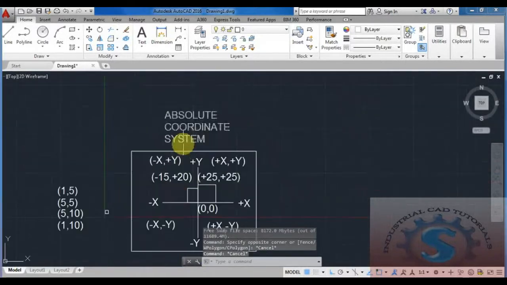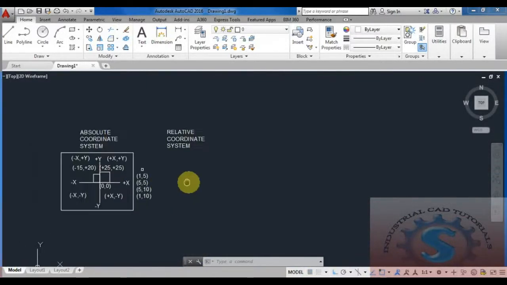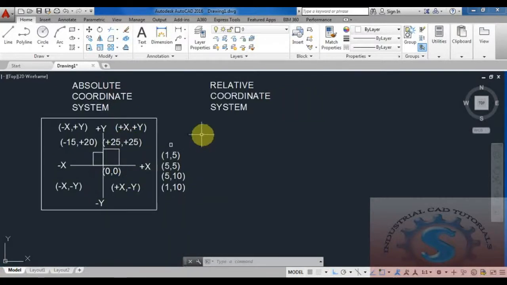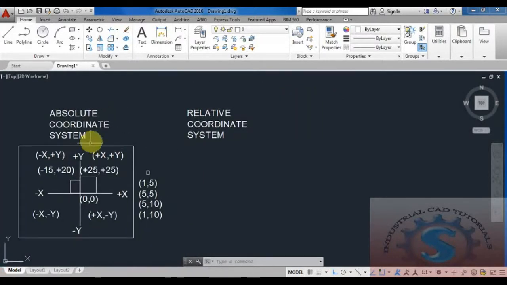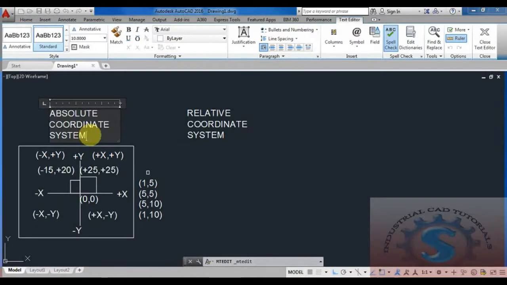After that, go on to the relative coordinate system. The absolute coordinate system is completed. Practice this coordinate system. You can observe it like this, and the absolute coordinate system is completed. The absolute coordinate system works by doing the operations using x, y.